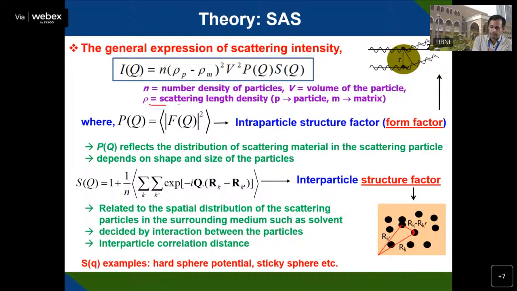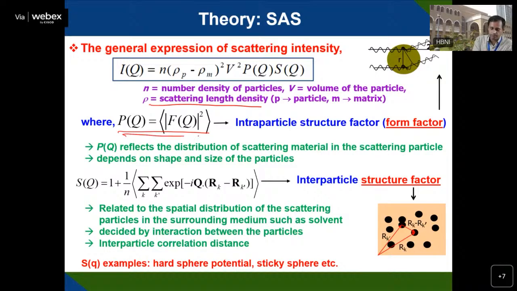That ρ we generally express in two terms, that is ρ of the particle, ρ_P, the scattering length density of the particle, minus the scattering length density of the matrix or the solvent. Because for X-ray and neutron scattering you have to use a particular matrix or solvent, and with respect to the solvent, the particle contrast varies. So that is expressed as ρ_P minus ρ_M. P(Q) is nothing but F(Q) squared, as earlier we studied in X-ray diffraction, that intensity I equals F squared.